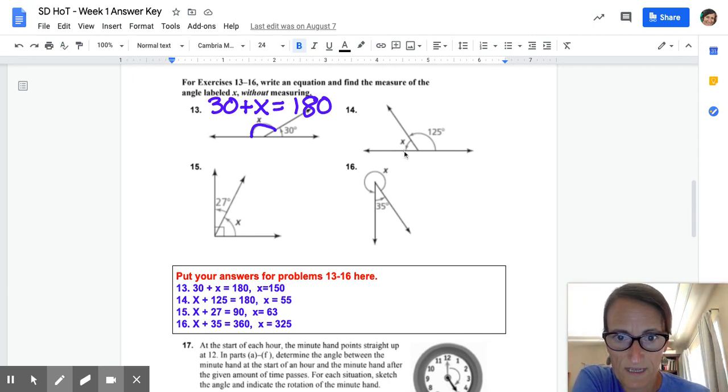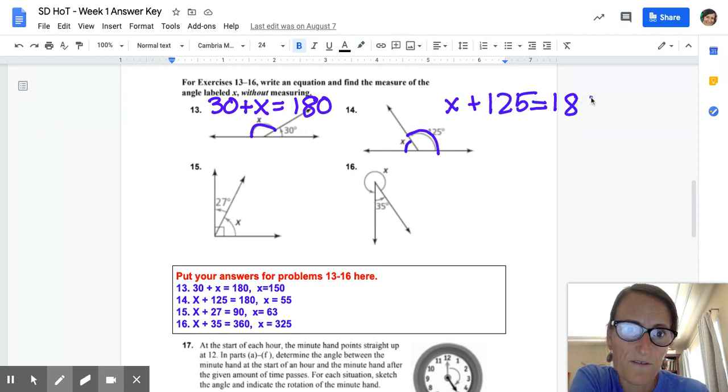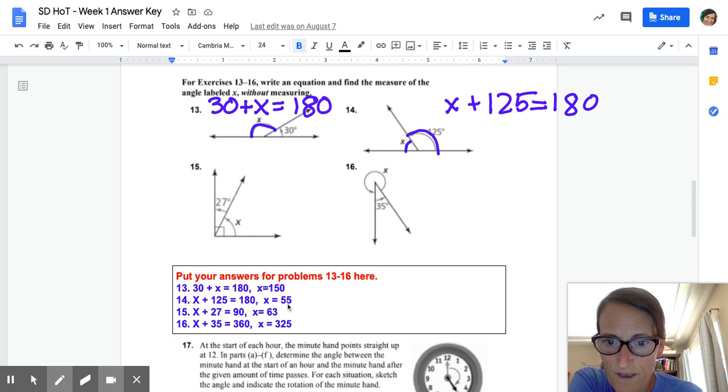Same thing here on 14. We know that this little piece plus 125, it looks like together that makes a straight angle. So together that would be 180. And then if you cut out that 125, you subtract it off, you'll get 55 here.